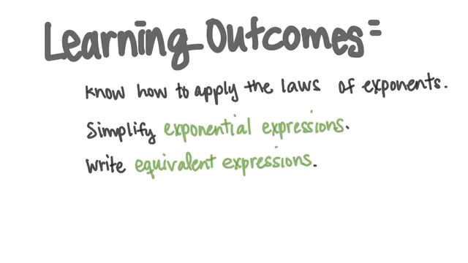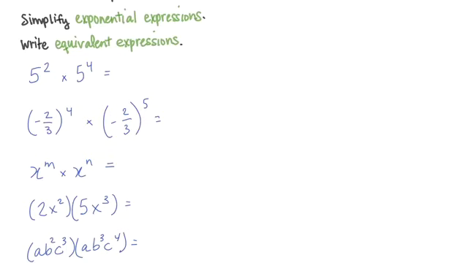In this lesson, you'll learn how to apply one of the laws of exponents, simplify exponential expressions using that law, and write an equivalent expression. Let's go ahead and get started. If we look at this first problem, 5 squared, and I wanted to multiply it by 5 to the 4th power, how could I write an equivalent expression?